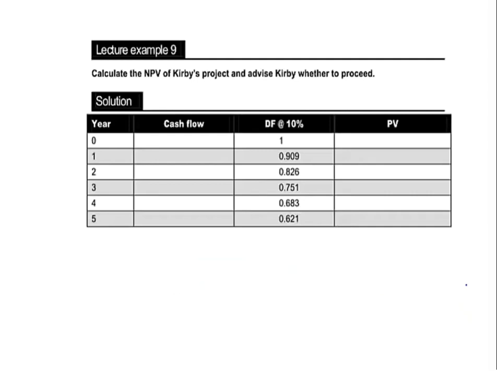In example 9 then, we're calculating the NPV of Kirby's project, which is what we looked at in example 8, and advising them whether to proceed. So we start off with a table, but you'll notice that we have got an extra column, which has got the discount factors. And these discount factors you need to be able to pull off the tables in the exam. Remember, those are in Appendix B of your notes.